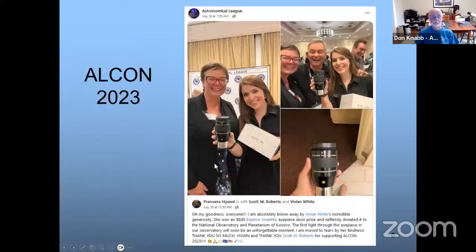And I don't know about other clubs, but the people in our club are really, really thrilled to get those pins. But here's from Alcon 23. There's someone you might recognize in the middle there. This is when Vivian White, who is one of the administrators of the Night Sky Network.